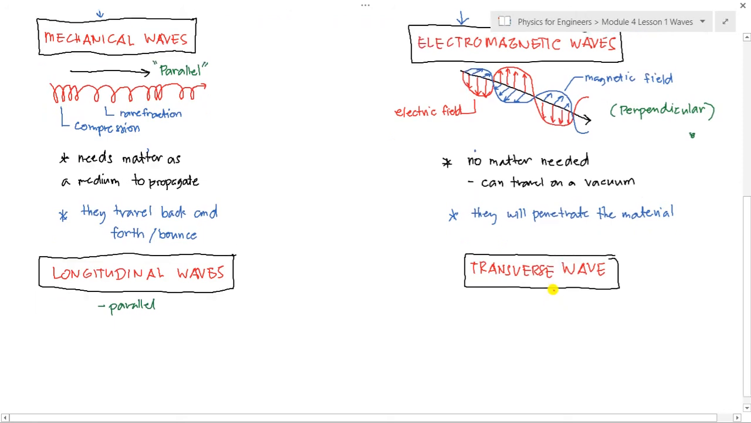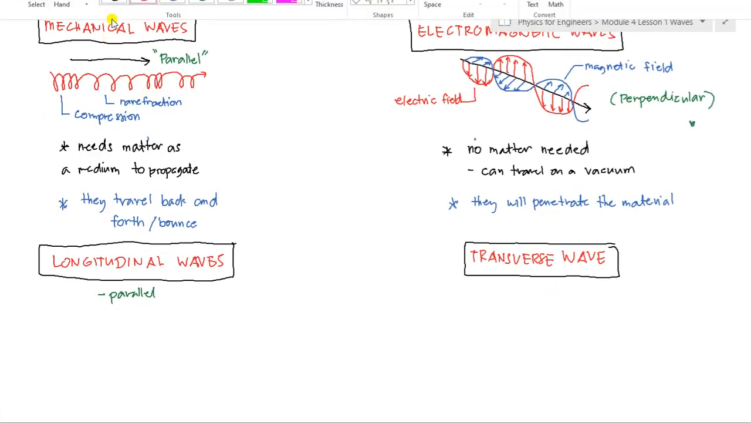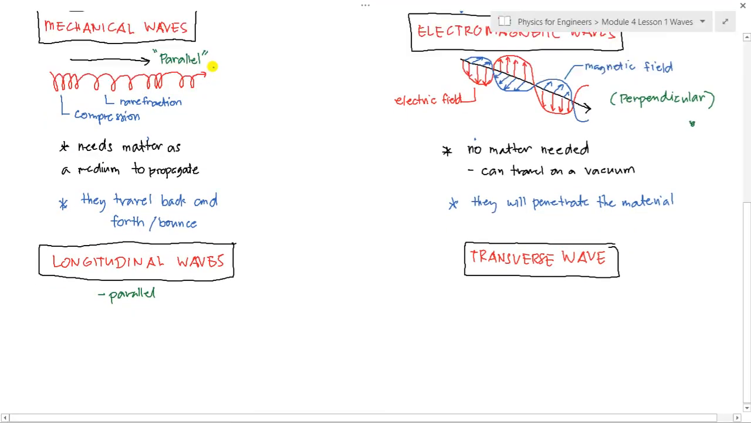Okay. So again, longitudinal, parallel. And then ang transverse wave kay perpendicular na siya. Perpendicular. Okay, so unsa may example sa ato ang mga mechanical waves, specifically longitudinal waves.